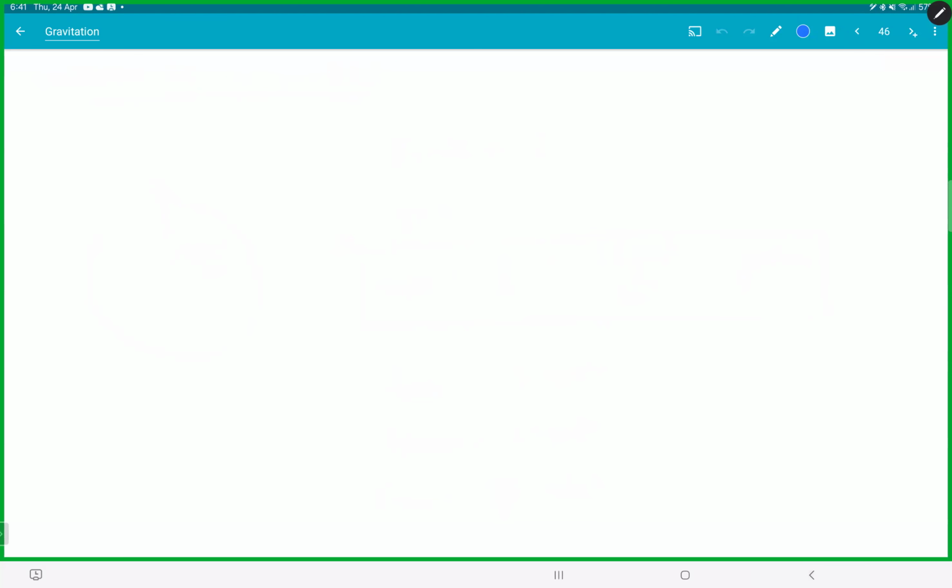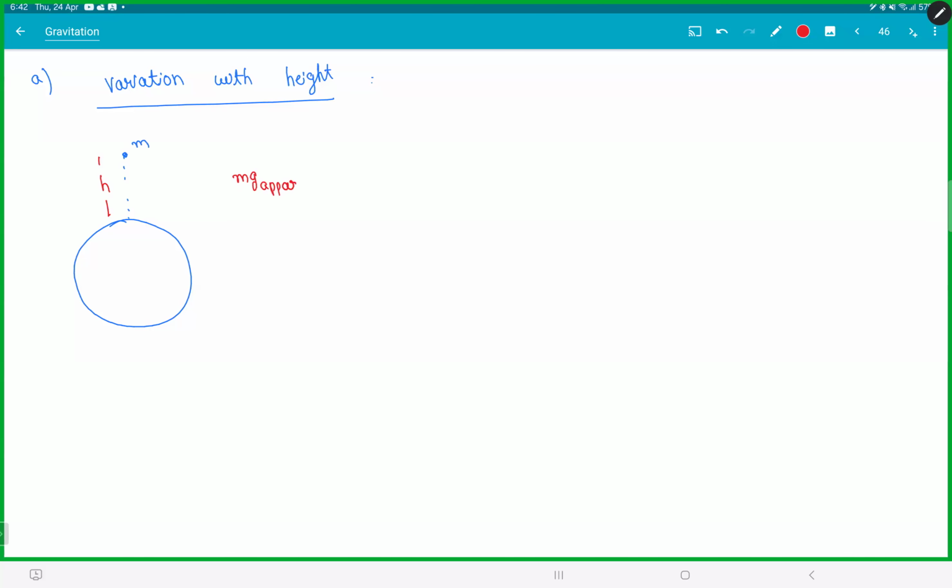Great. So this thing that we got is on the surface level. But what if you start going above the Earth's surface? Variation with height. So if you go to a certain height h, like I just said, the field is nothing but force per mass. So m into g apparent. You'll feel the weight is a little less. We'll call it mg apparent, which is m into field.